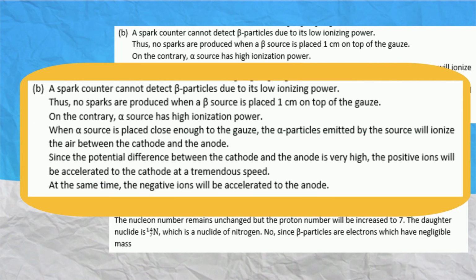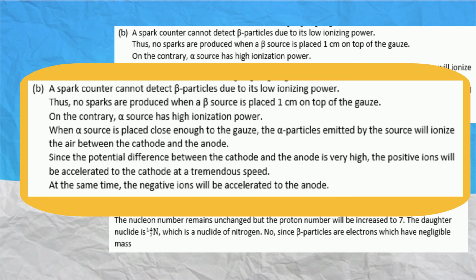A spark counter cannot detect beta particles due to its low ionizing power. Thus, no sparks are produced when a beta source is placed 1 centimeter on top of the gauze. On the contrary, alpha sources have high ionizing power. When an alpha source is placed close enough to the gauze, the alpha particles emitted by the source will ionize the air between the cathode and the anode.